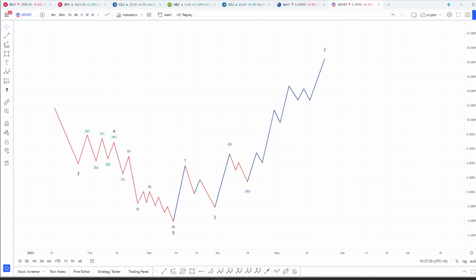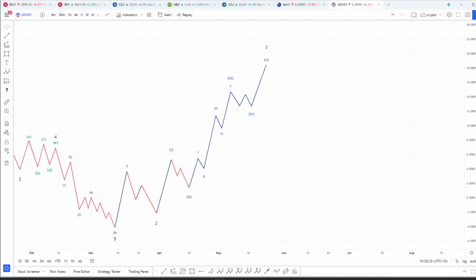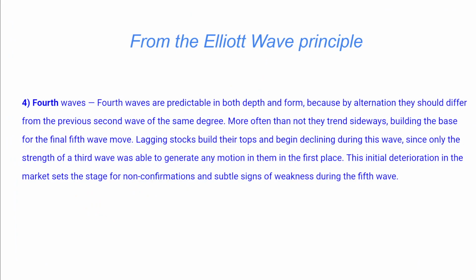Note that any Elliottian with an eye to detail, which is very important, will ensure that all the wave threes subdivide into valid impulses at smaller degrees. Furthermore, they will also have ensured that any potential motive wave in the impulse is also in five waves. Now let's move to wave four. Fourth waves are predictable in both depth and form because by alternation they should differ from previous second waves of the same degree.